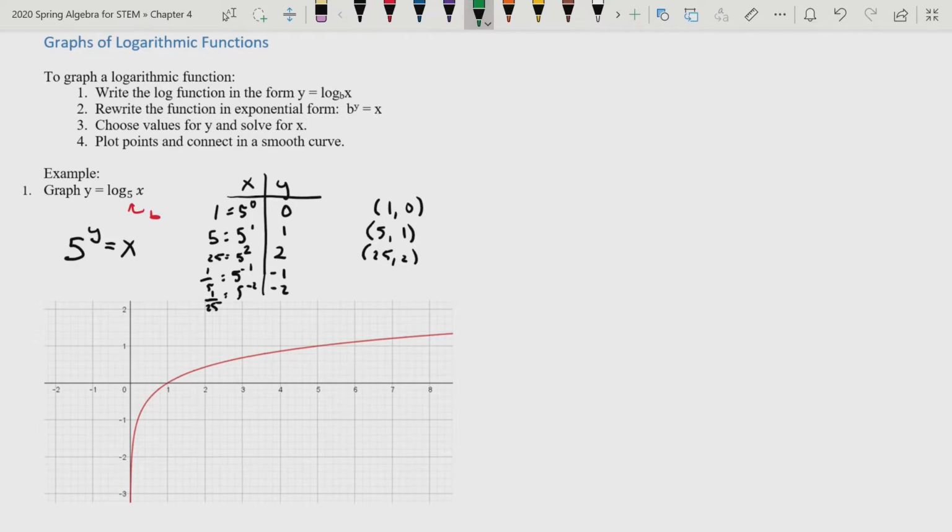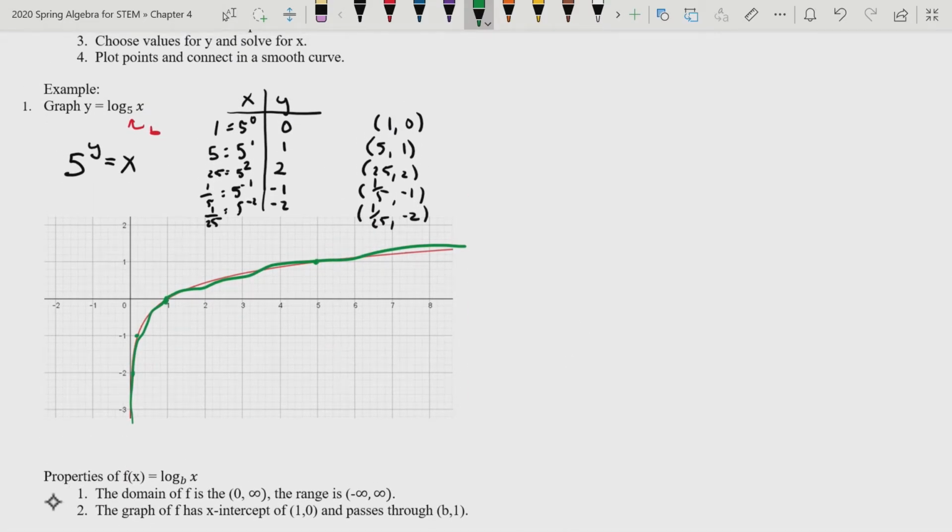This is a graph of that function, and we'll see where the points line up. Here's the point 1, 0. Here's the point 5, 1. This is 1/5, negative 1, and 1/25, negative 2. That's the point 1/5, negative 1. That's here. And 1/25, negative 2. That's here. If you connect these in a smooth line, you get the curve that's there.